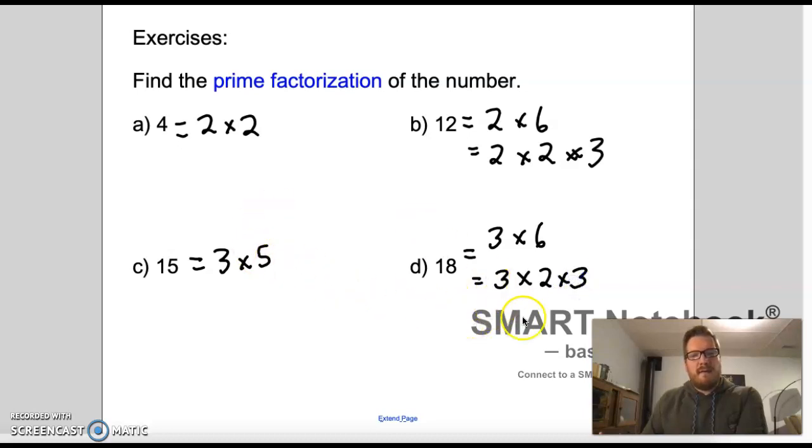Now, you'll notice that these numbers are not in numerical order in terms of smallest to biggest. When we write prime factorization, we generally like to write them smallest to biggest. So I would actually rewrite 18 as 2 times 3 times 3.